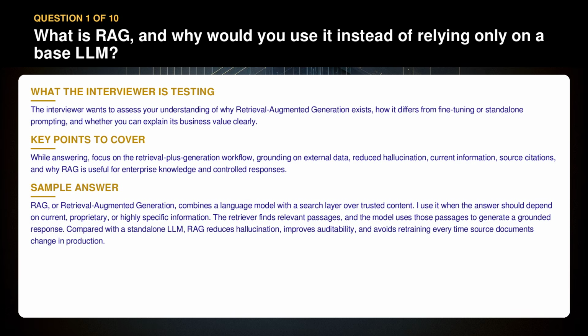RAG, or Retrieval-Augmented Generation, combines a language model with a search layer over trusted content. I use it when the answer should depend on current, proprietary, or highly specific information. The retriever finds relevant passages, and the model uses those passages to generate a grounded response. Compared with a standalone LLM, RAG reduces hallucination, improves auditability, and avoids retraining every time source documents change in production.